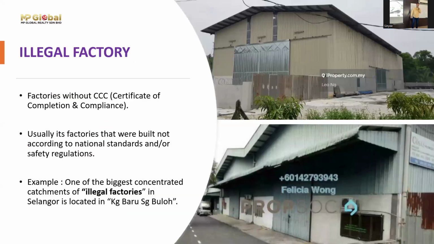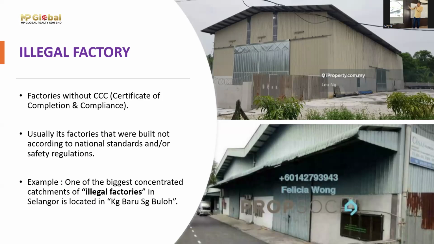One more. For factories, a lot of people always hear one thing: illegal factory. So what is an illegal factory? An illegal factory is one that is completed without a CCC. One of the highest concentrated areas in Selangor is Kampung Baru Sungai Buloh. They have a lot of factories there, mostly furniture factories. Those are what they call illegal factories.